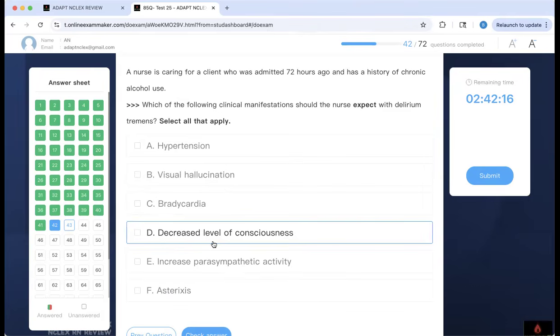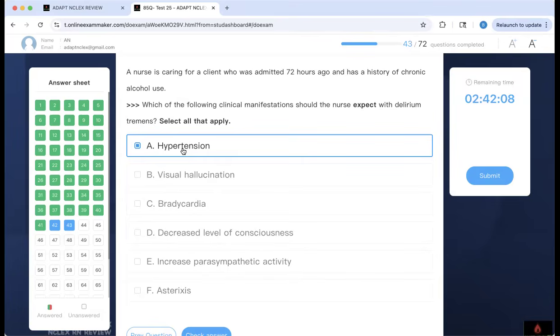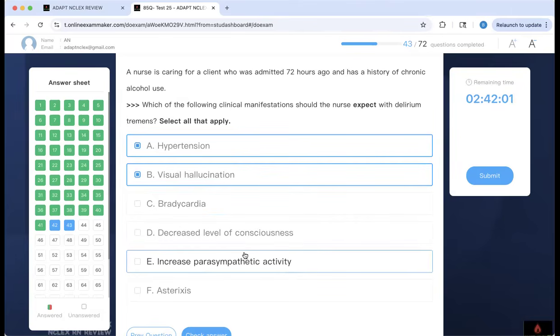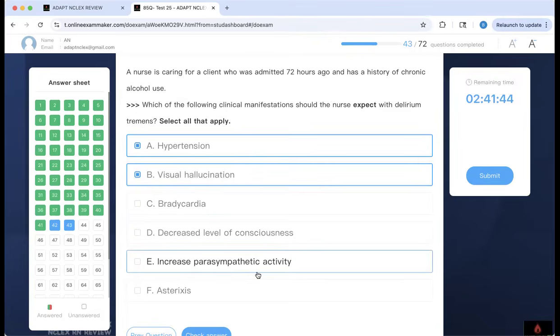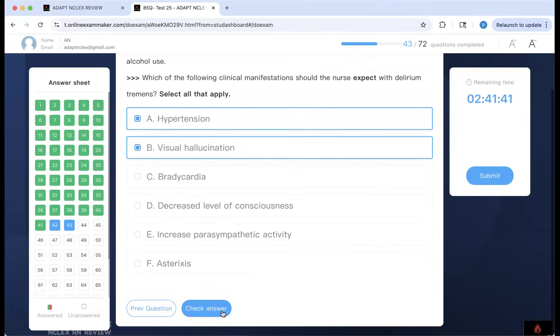DT, when it's happening, you have autonomic dysfunction, and therefore they're going to be hypertensive. And they may have formication, which is a visual hallucination. They're going to be tachycardic, not bradycardic. Their level of consciousness will go up because they are agitated, they're confused, they're usually alert. Therefore, it's not decreasing. That's a trap. If you pick D, it's a trap. I trapped you. Their sympathetic nervous system is up, not parasympathetic. Hysteresis is associated with liver disease. So A and B are your right answers.